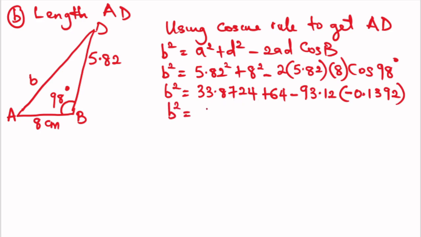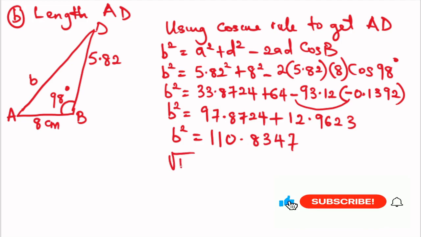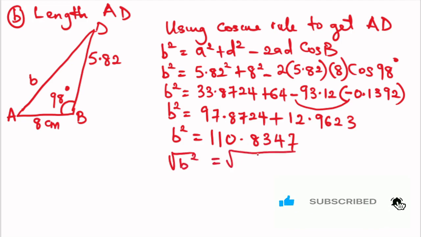So b squared is equal to 33.8724 plus 64, which gives us 97.8724. Now minus times minus gives us plus. So when we multiply 93.12 times 0.1392, it gives us 12.9623. b squared is equal to, when we add these values together, 110.8347. So we take the square root of both sides, the square root of b squared, then the square root of 110.8347. The square root cancels the square.